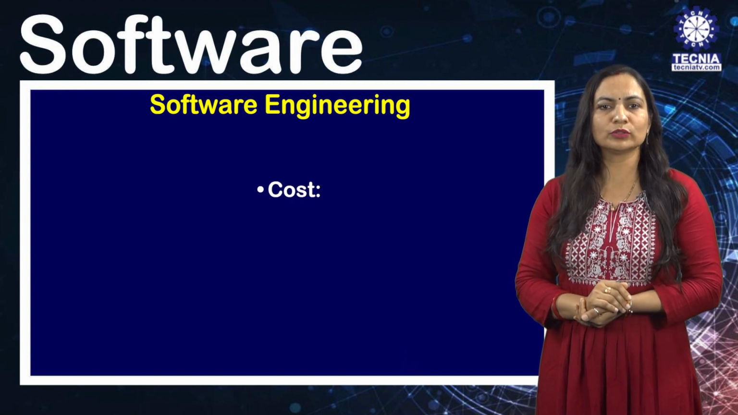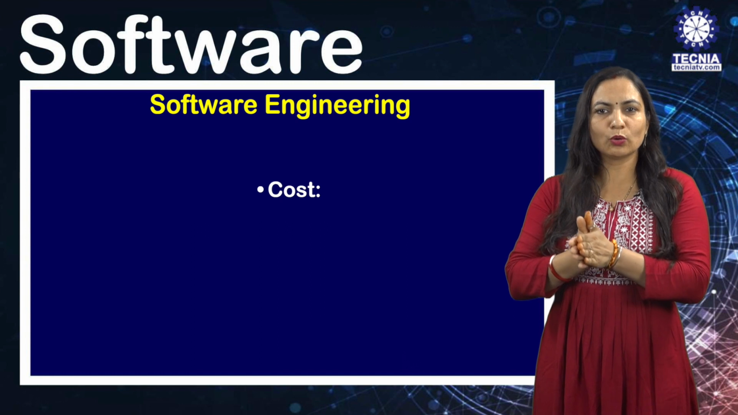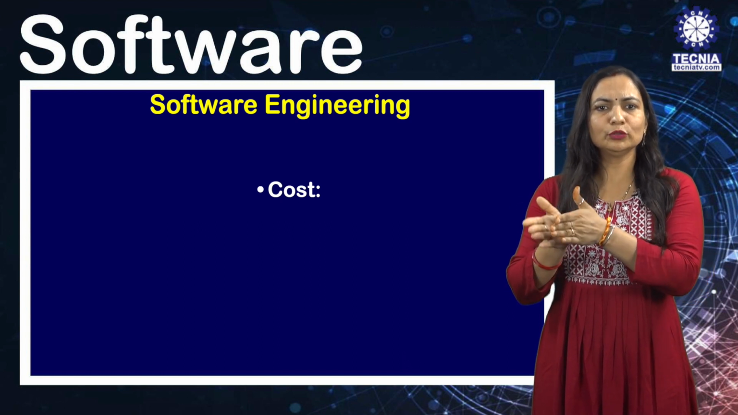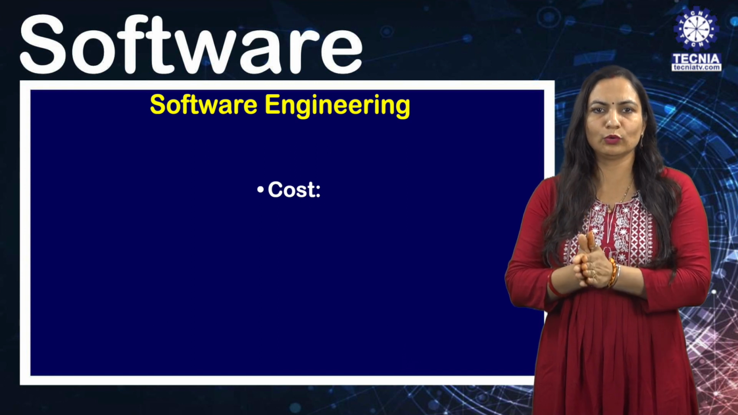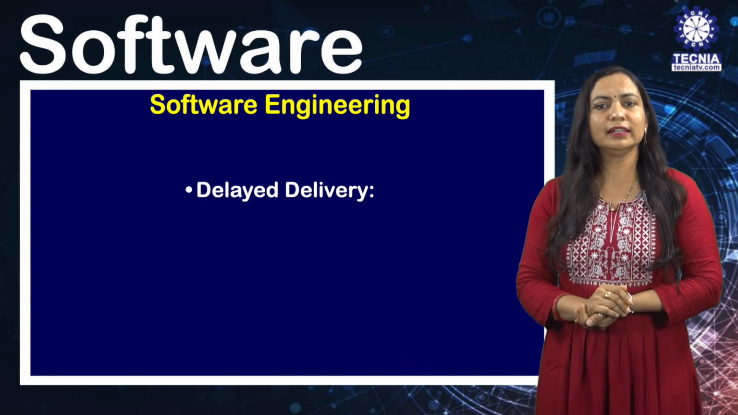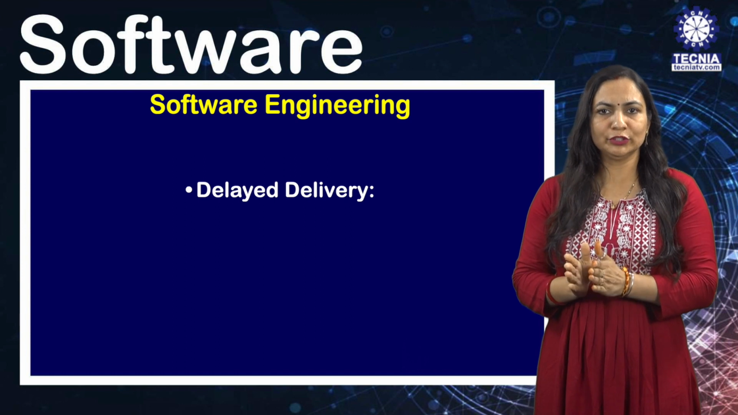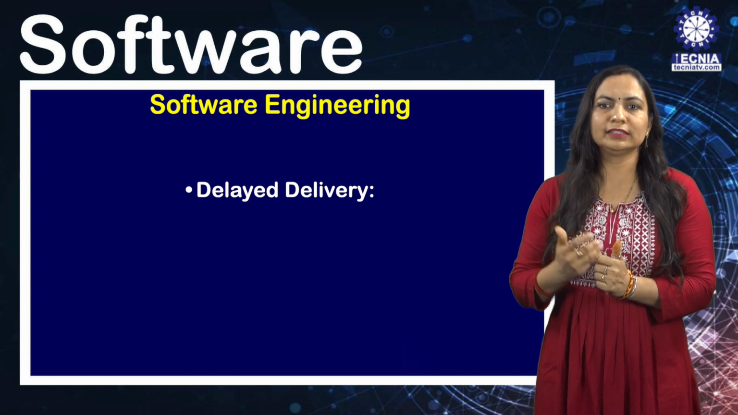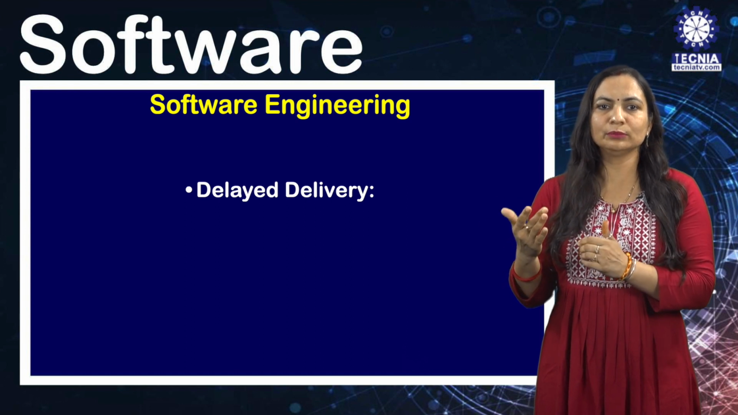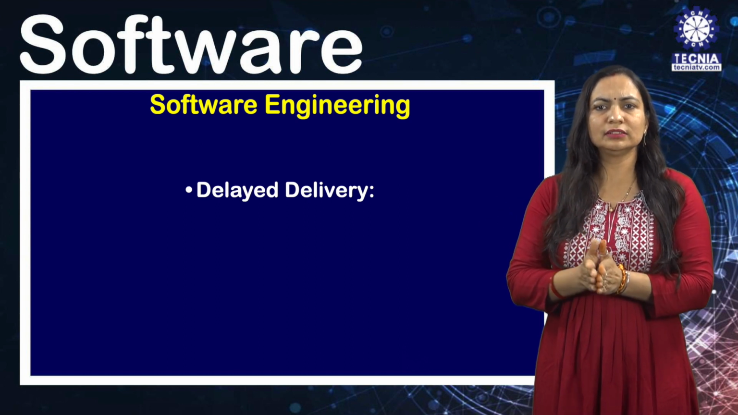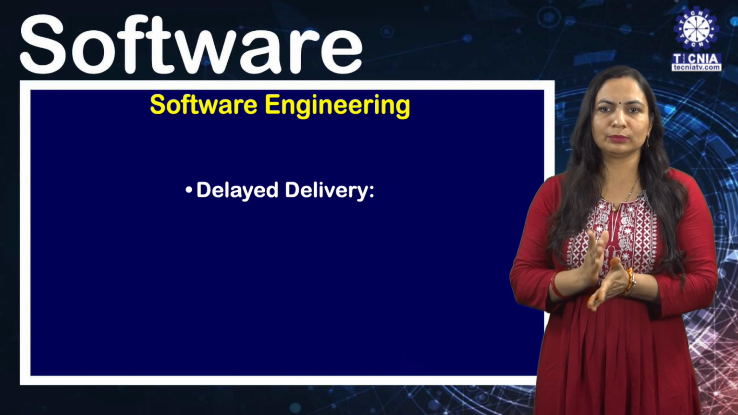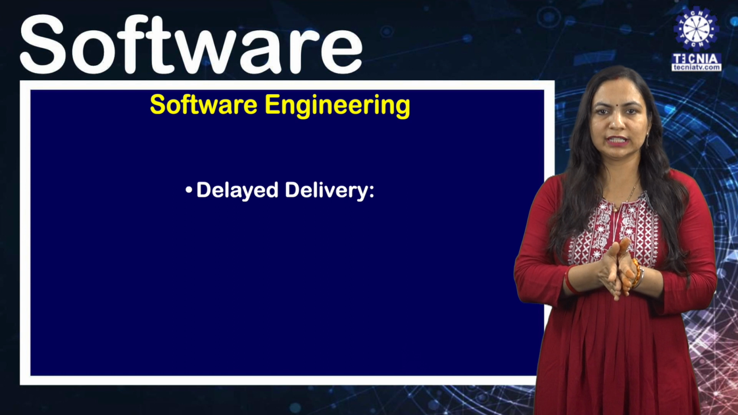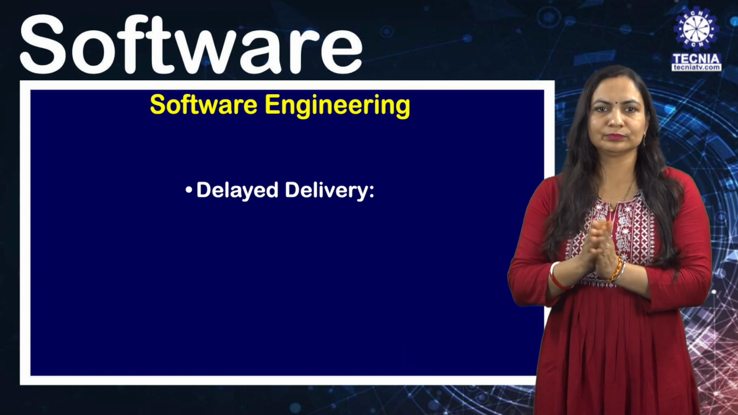The next is cost. Software development is costly, that is, in terms of the time taken to develop and the money involved. And the next is delayed delivery. Serious schedule overruns are common. Very often the software takes longer than the estimated time to develop, which in turn leads to costs shooting up. For example, 1 in 4 large-scale development projects is never completed.